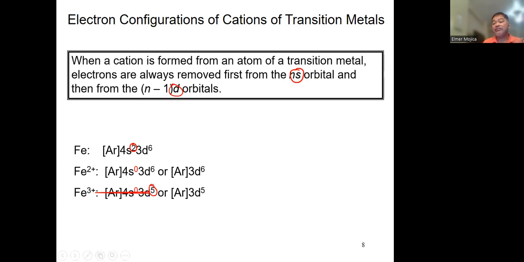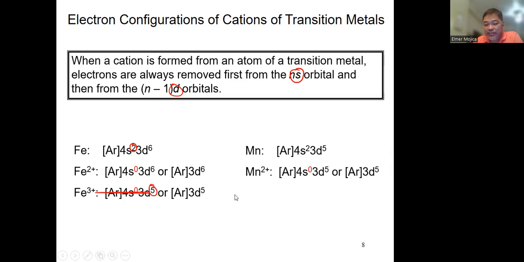That's the only time the electrons from the d orbitals start to be lost, when all the s electrons are already lost. The same thing with manganese. For manganese 2 plus, the s electrons are lost first.